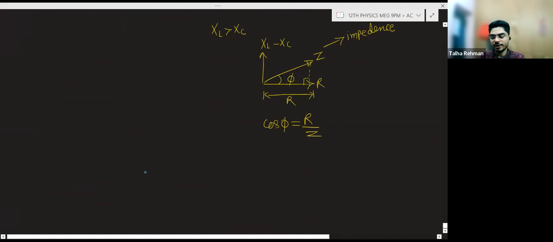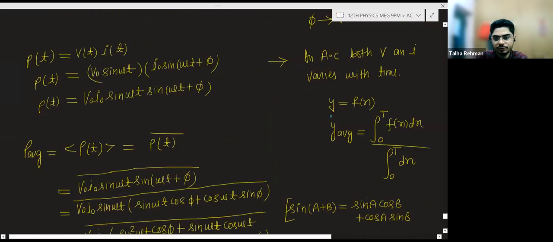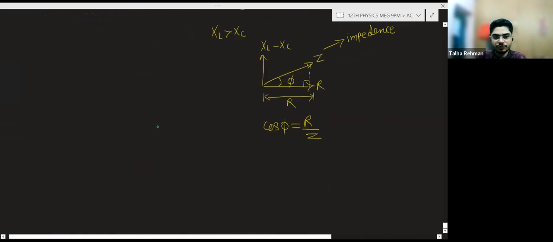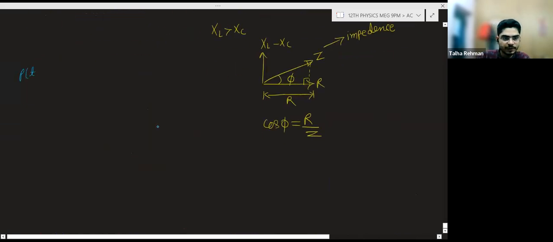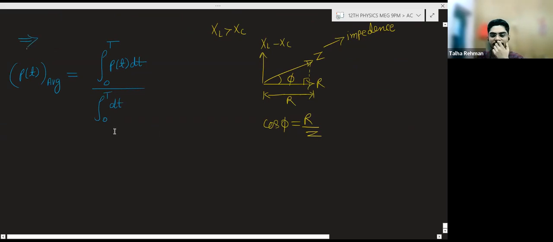There is one other way to calculate the power, by the integration method, which I have told you. If you have the power at any time t, and you want to find the average for a full cycle, then you can write the integral of P(t) dt from 0 to T divided by the integral of dt from 0 to T. So you can use this method also for calculating the average power.